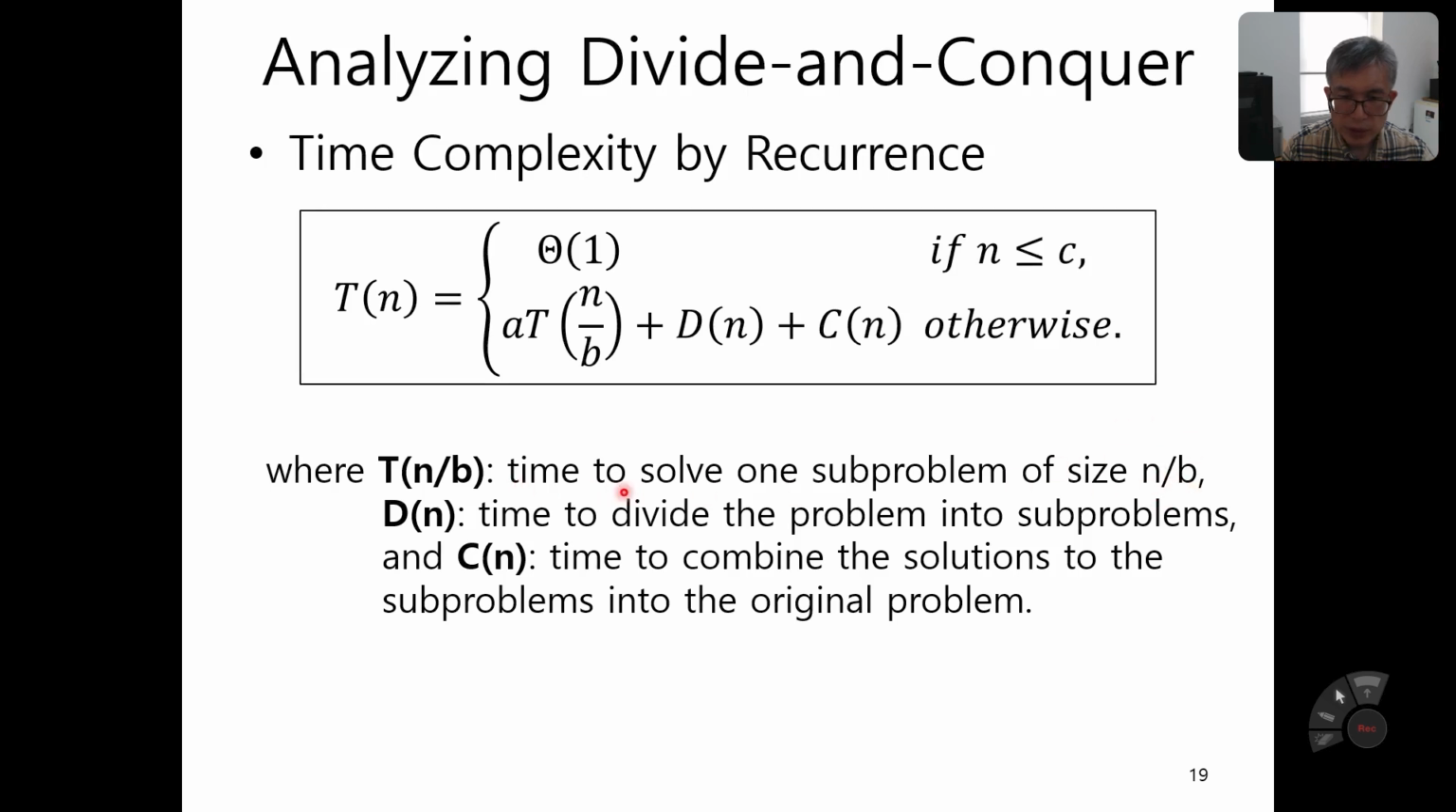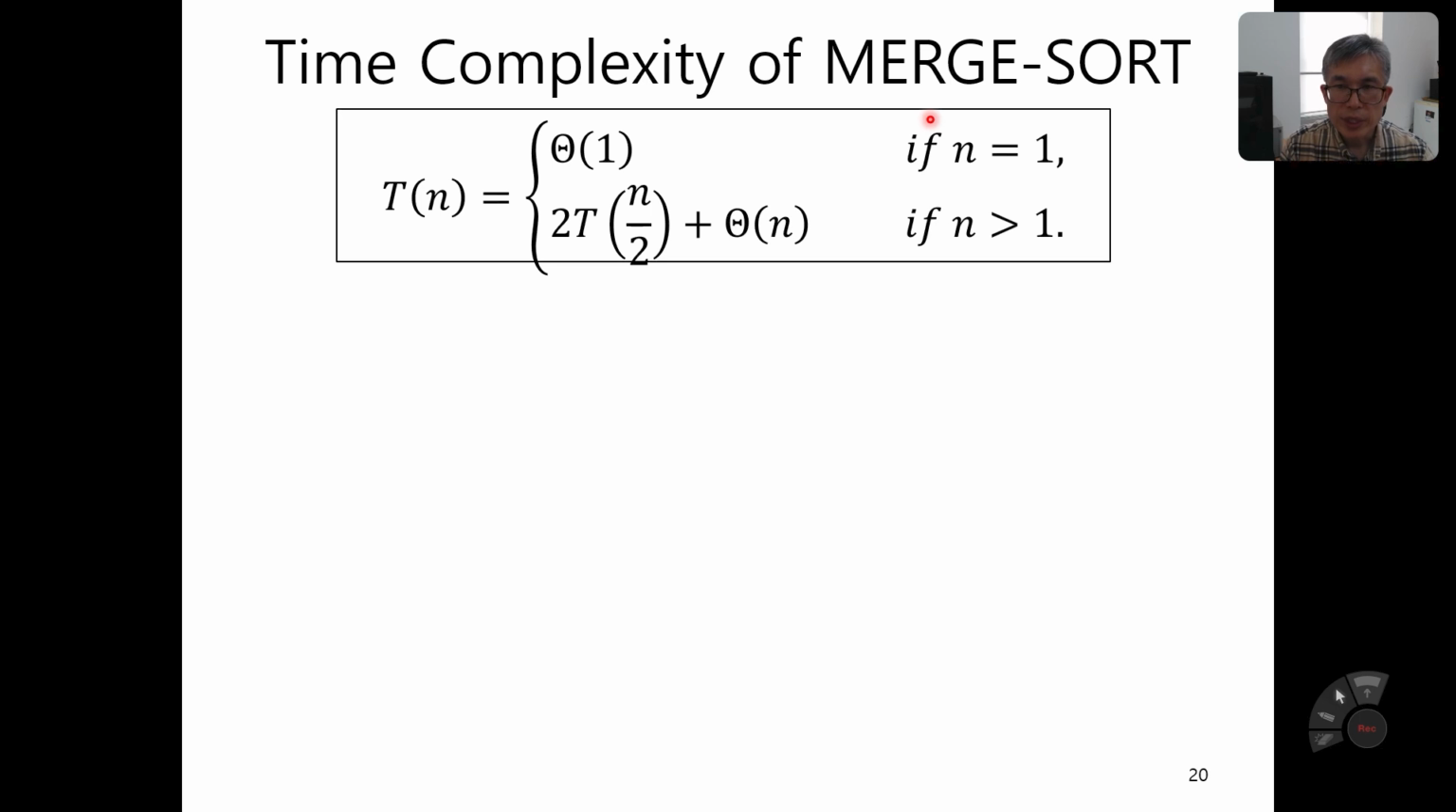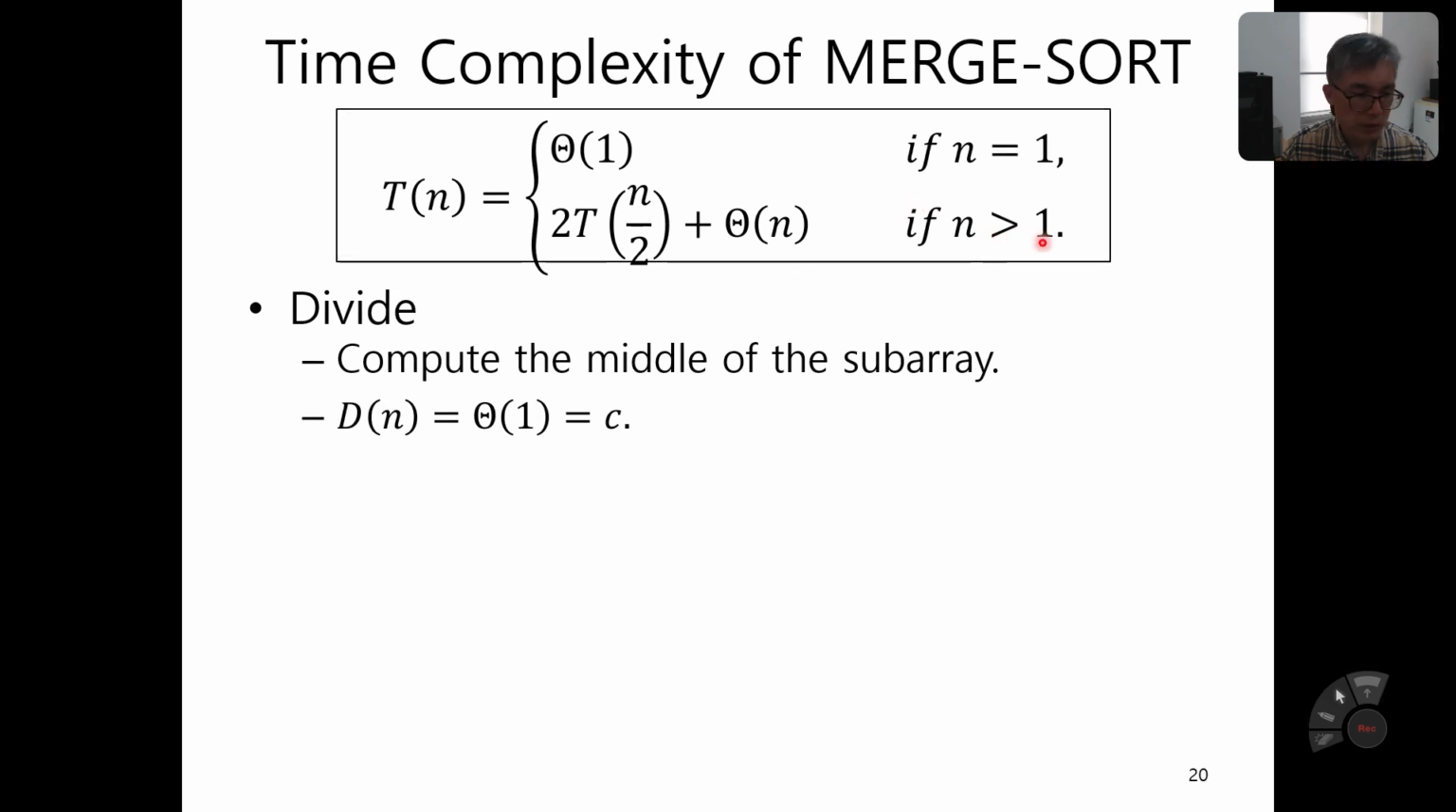This is the divide and conquer subproblem. We can say conquer, and D(n) divides the original problem into subproblems, so it is the division cost. C(n) is the merge cost: combining the solutions to subproblems into the original problem. So the time complexity of merge sort: if the input becomes one element, the time complexity is just a constant, 1. Otherwise, we divide the input into 2. This cost is 2 times T(n/2), plus Θ(1) for the divide step, which finds the middle point of the current input, plus the merge cost, when n is greater than 1.